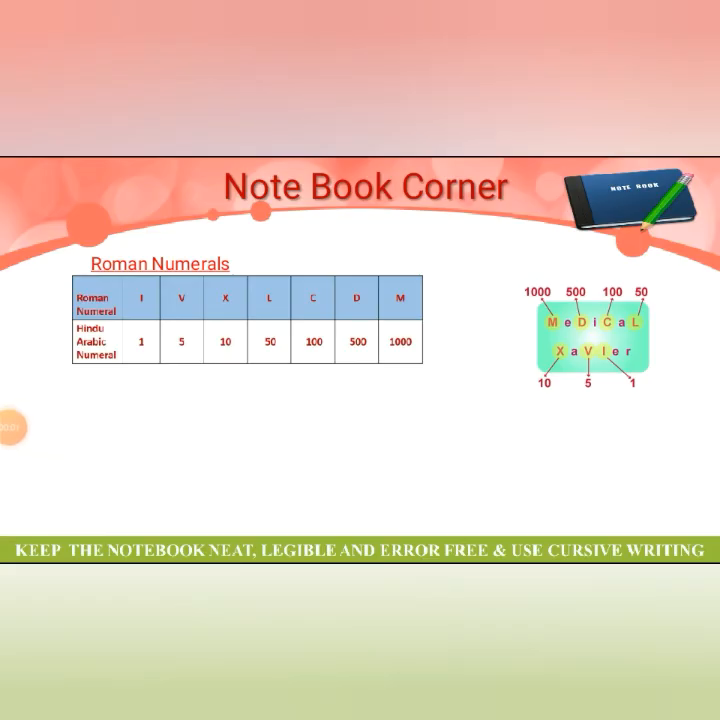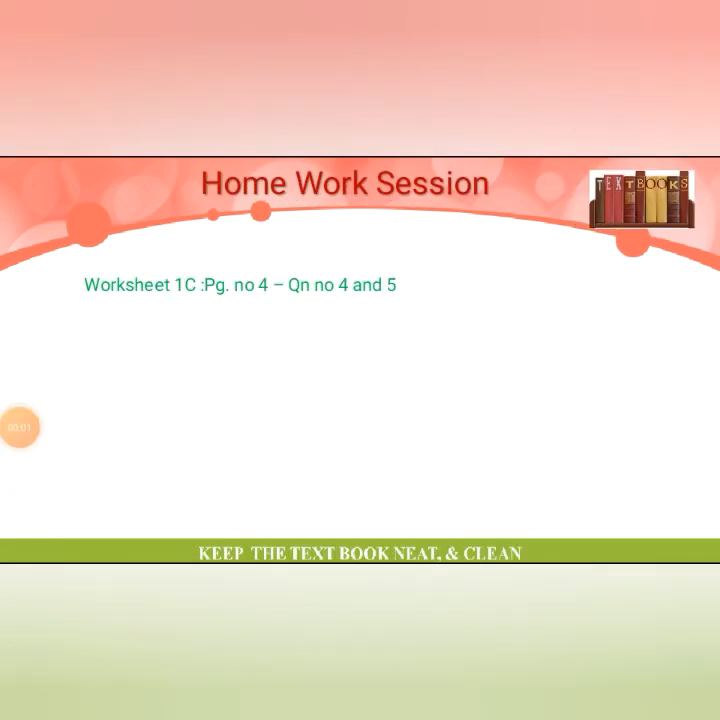So you write in your notebook the Roman numerals, and draw that table in your notebook, and write those easy tricks at the side of your notebook. You can use colors for remembering the Roman numerals. Okay, so write this in your notebook. Children, it's your homework: worksheet 1C, page number 4, questions number 4 and 5.